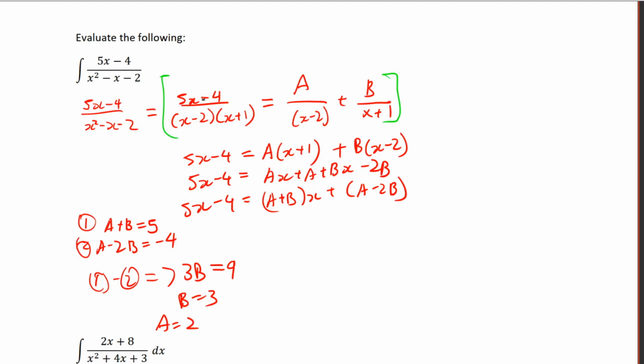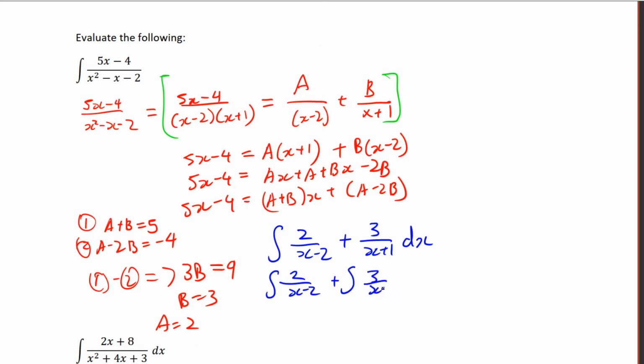So now I can write this integral as the sum of partial fractions. The integral of this equals 2 on (x - 2) plus 3 on (x + 1) dx. So I can split this into the sum of two integrals: the integral of 2 on (x - 2) dx plus the integral of 3 on (x + 1) dx.